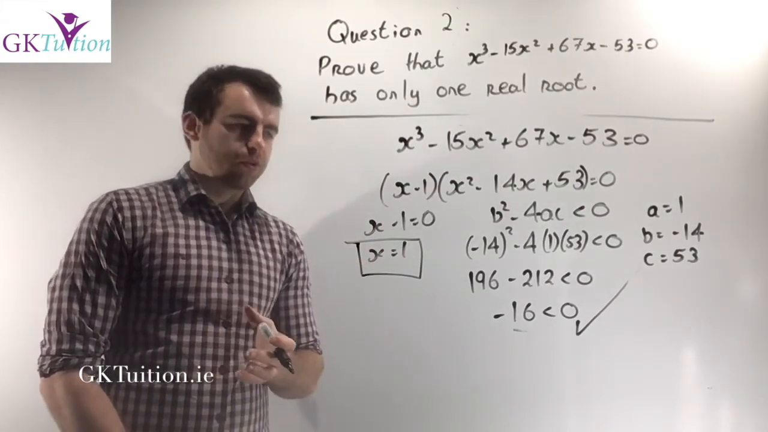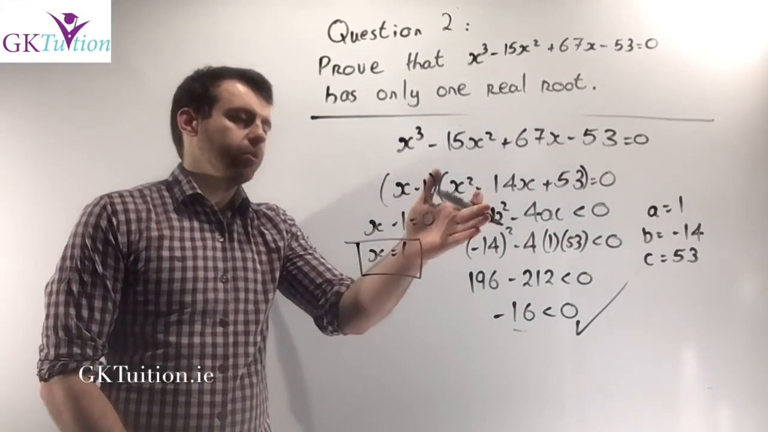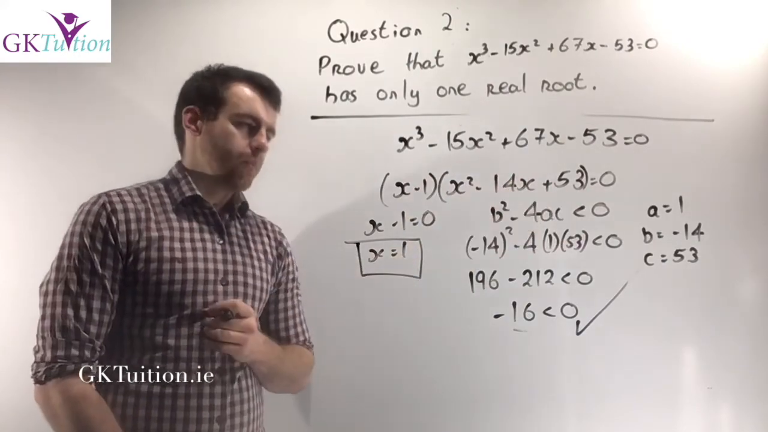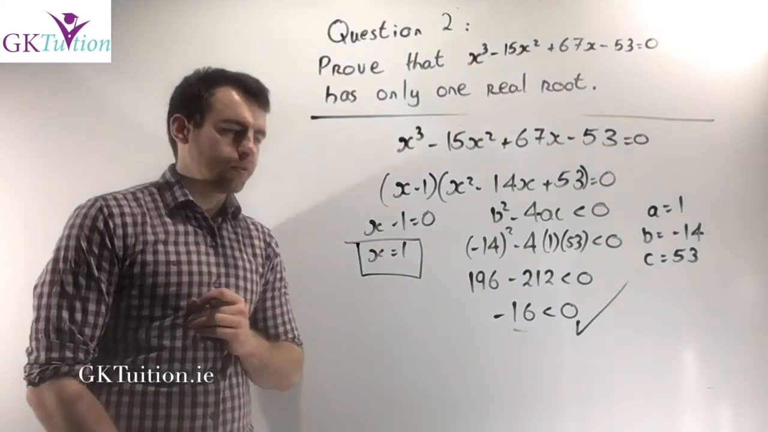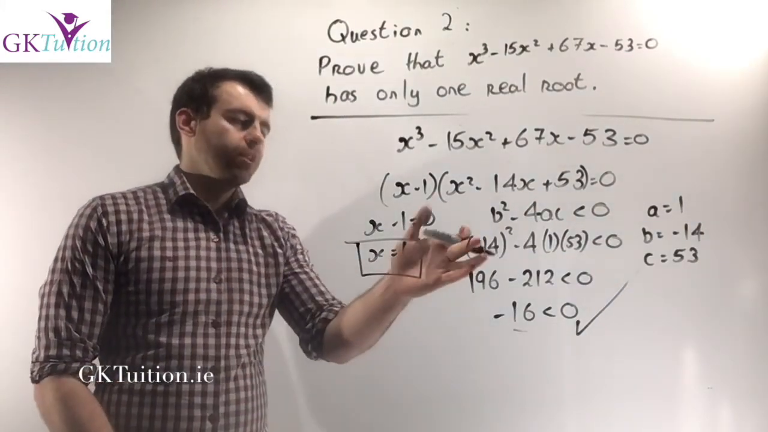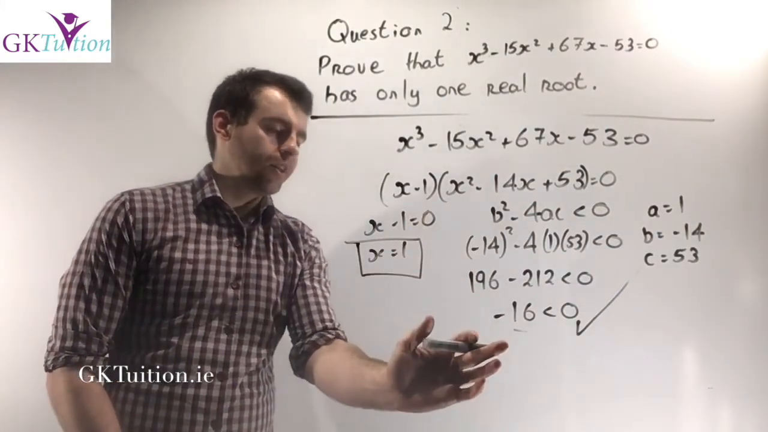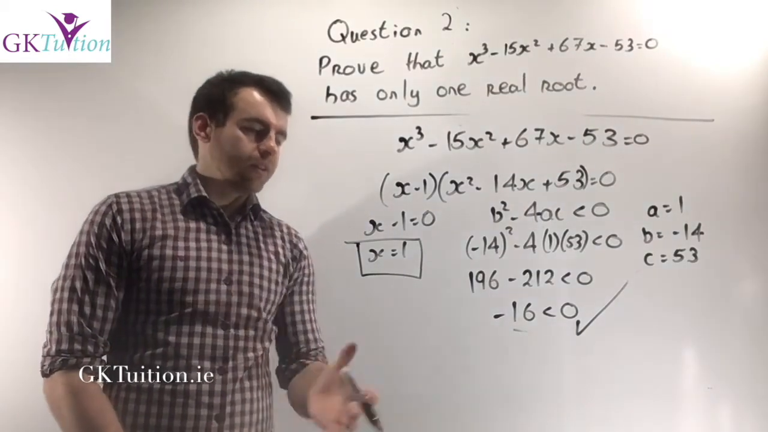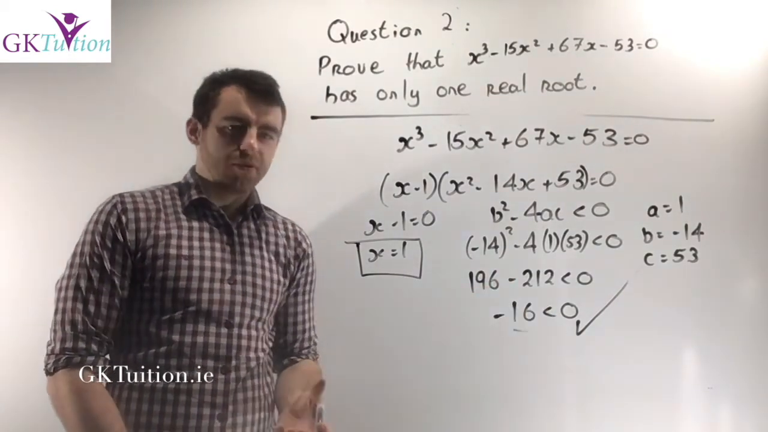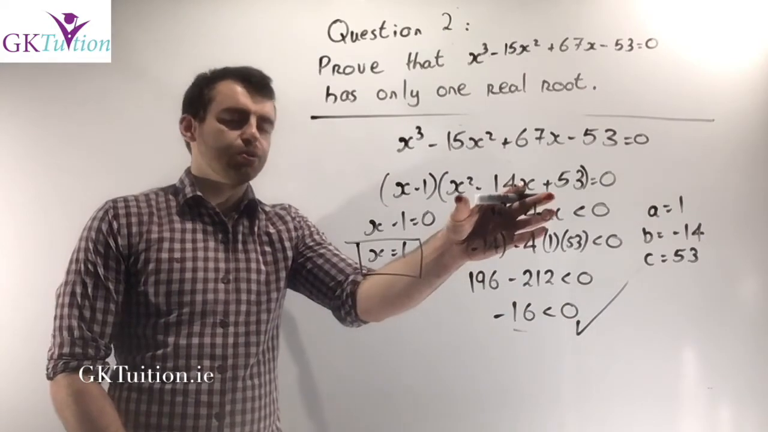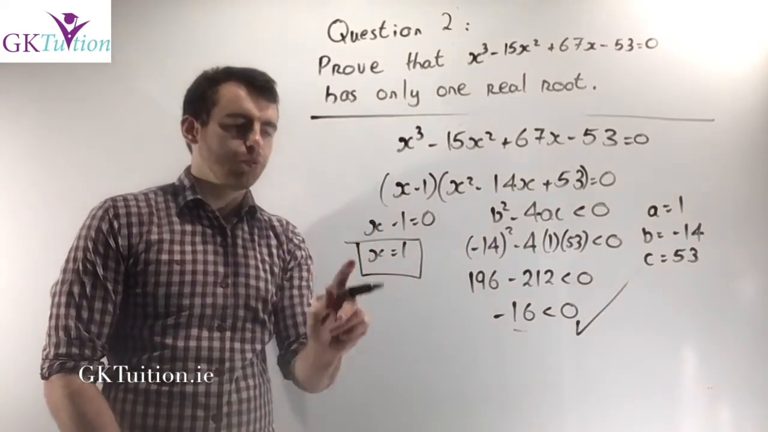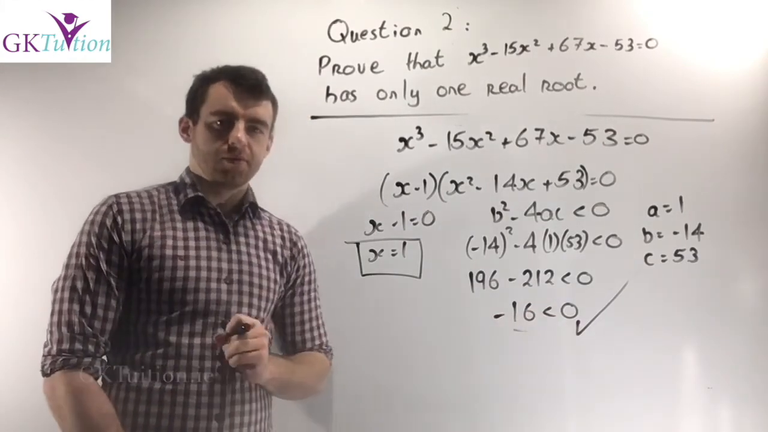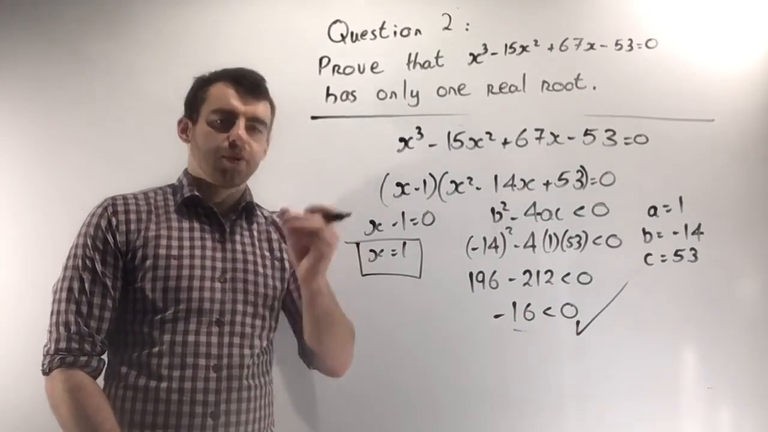In order to prove that a quadratic has no real roots, I need to prove the discriminant is less than 0. In this case, a, b and c are 1, minus 14 and 53 respectively. So if I sub them into my discriminant, I end up with minus 16. Clearly minus 16 is less than 0, it's a negative number, so I can conclude that this quadratic has no real roots, and by extension the original cubic has one real root and two imaginary roots. So that's all we need to do for question 2 here.